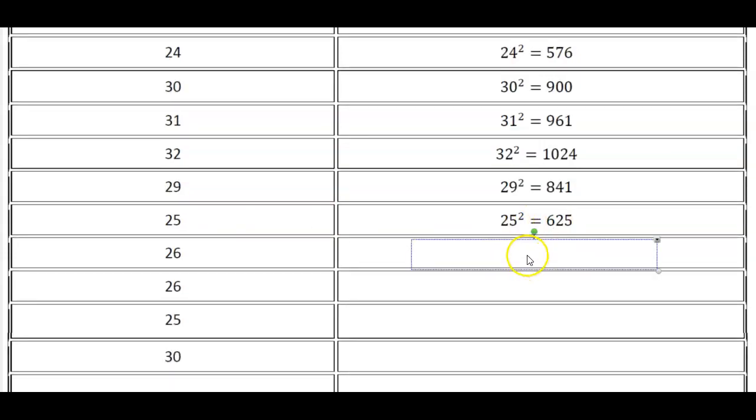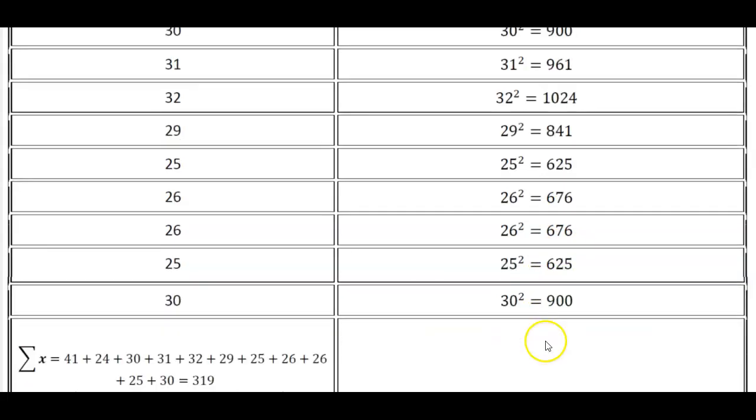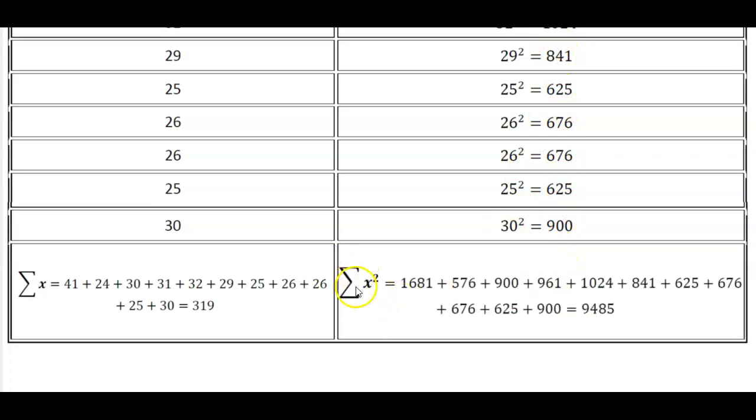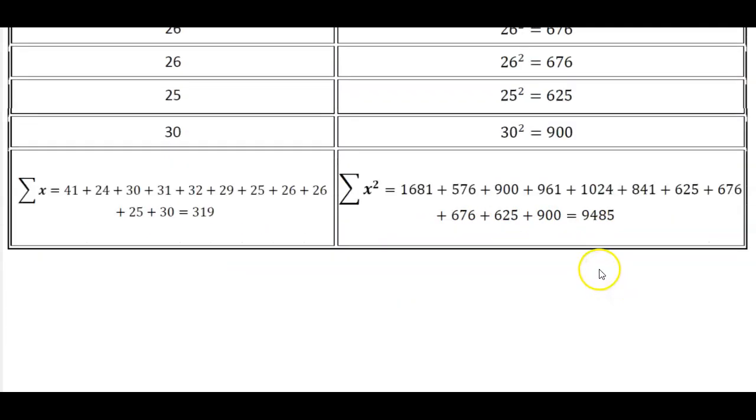25 squared is 625. 26 squared is 676. Again, 676. We know 25 squared again is 625, and we know that 30 squared is 900. So in this column, we want to find the sum of x squared. We add up all those numbers, and we get a total of 9,485.